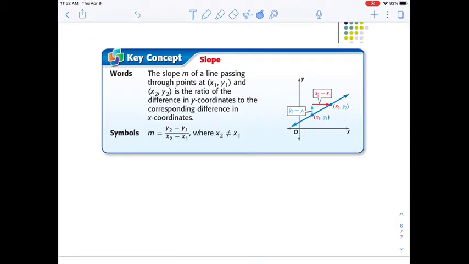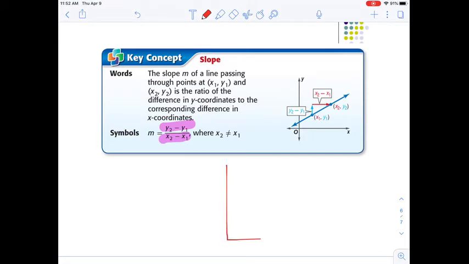So the slope of a line passing through the points x1, y1, x2, y2 is the ratio of the difference in y coordinates to the x coordinates. So like we just used, y2 minus y1 over x2 minus x1.